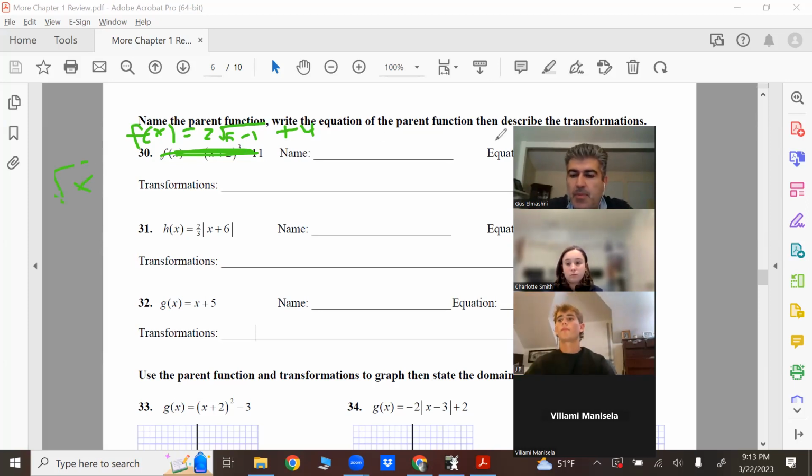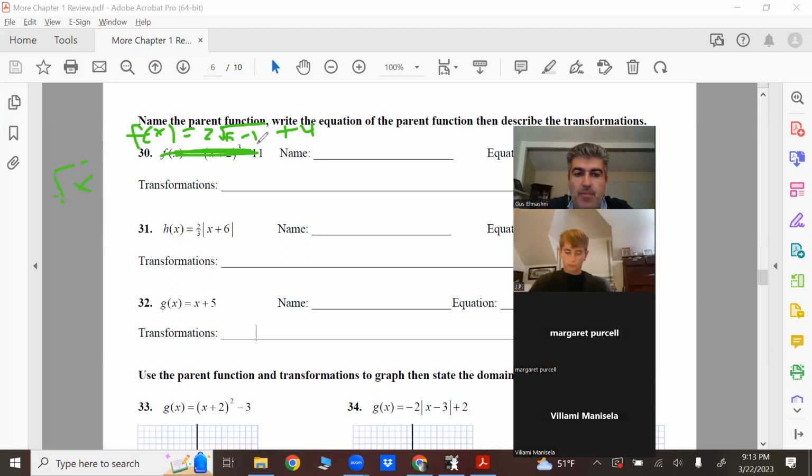And that one again, sure. Here's root x, and here's the transformed function. Transformed means changed. How does it change compared to root x? We go 1 right because of the minus 1. We vertically stretch by 2 because of the 2 on the outside. And we shift 4 up because of the plus 4 on the outside.